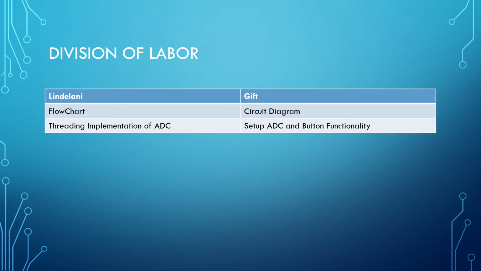In going along with that, we decided to divide our labor as can be seen by the table. Each one of us had a theoretical aspect, like Lindelani with the flowchart and me with the second diagram, and then each of us did a coding assignment. I was responsible for setting up the ADC and the button functionality, and Lindelani implemented the threading functionality, which then pulled the ADC and got the values from the two sensors which we had in the practical assignment.